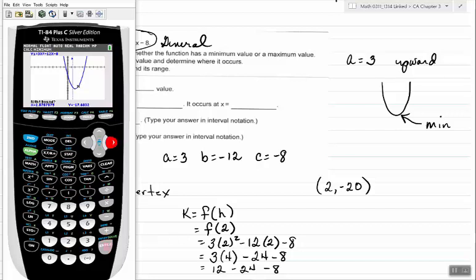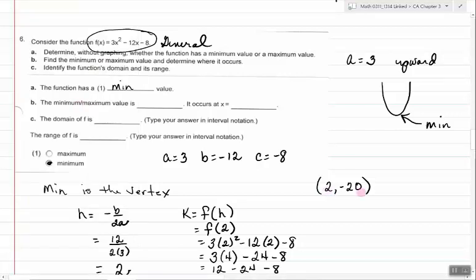On the right side, press enter. When it says guess, press enter again. Remember, I told you there would possibly be a minuscule error. This is 2, negative 20. Look what I got over here: 2, negative 20. So you can do it either way.